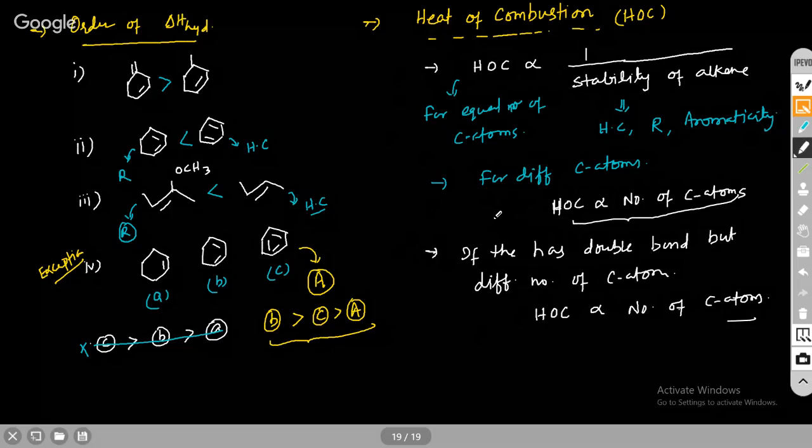Aromaticity is dominating. Okay, I will discuss this also today. See, for any carbocation, aromaticity always dominates resonance. There is one factor which dominates aromaticity also, and that is dancing resonance. Otherwise aromaticity is a dominating factor. We'll discuss that also, but let me finish this quickly. You understood these three points you have to keep in mind for heat of combustion.